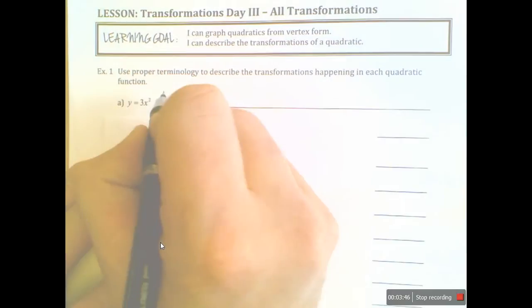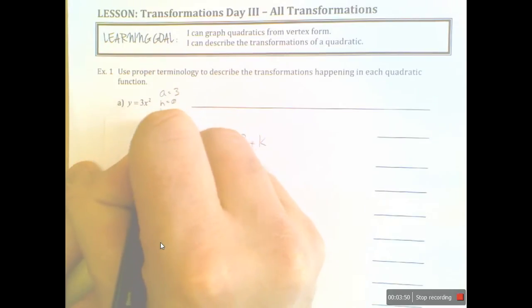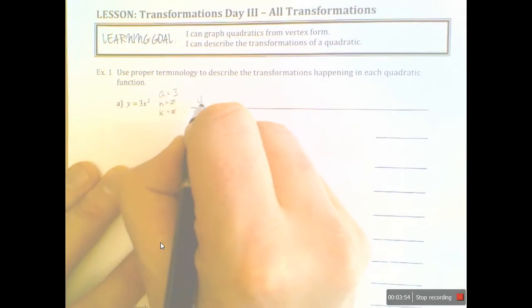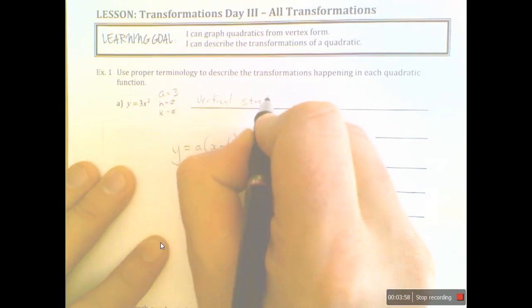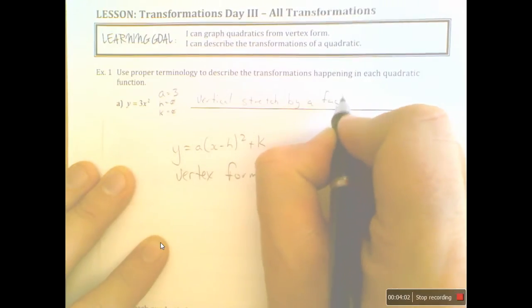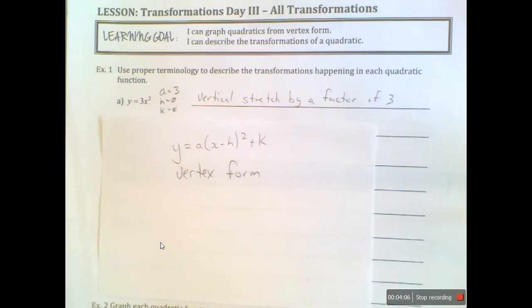Yeah, nice. a equals 3. There's no h and there's no k. So we call this a vertical stretch by a factor of 3. So this is good. You want to write this down because you want to have a note of this. You can refer back to it. It's a good reference if you're ever wondering about the terminology. Because we do try to get the terminology perfect. We don't make up our own way of saying this.